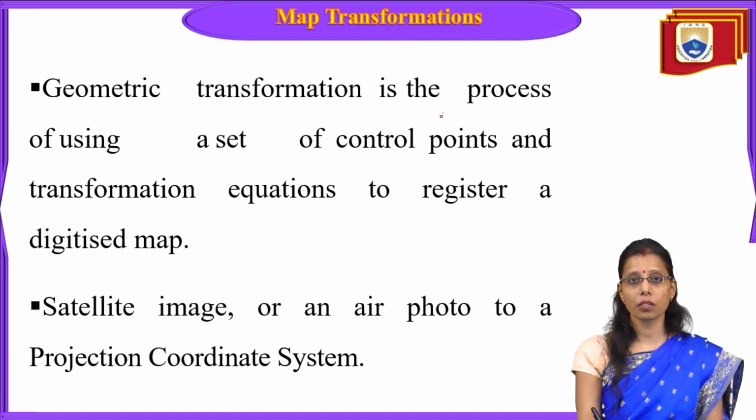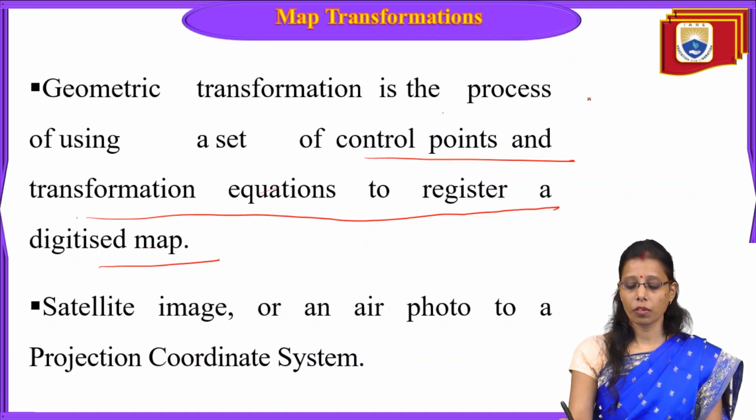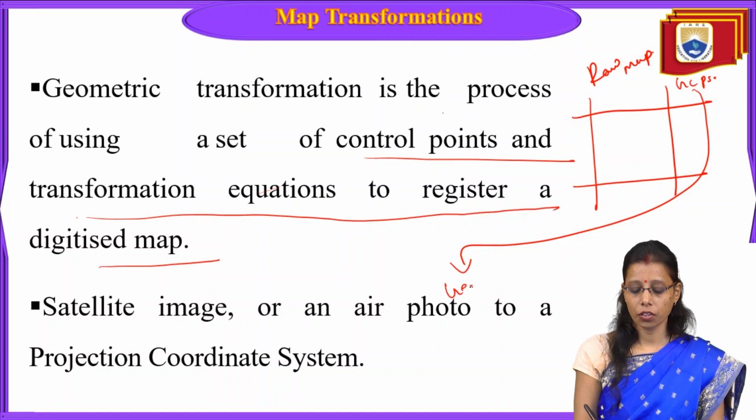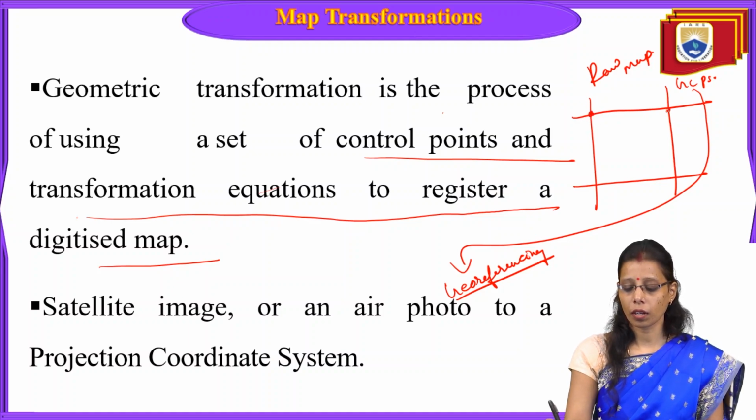Geometric transformation is the process of using a set of control points and transformation equations to register a digitized map. So geometric transformation or map transformation is basically assigning the control points. Suppose you have a map like this. This is the raw map. Now if you want to assign the GCPs, the ground control points, that is called georeferencing. It means we are assigning reference points to the map. So we put 4 points here to control the map.